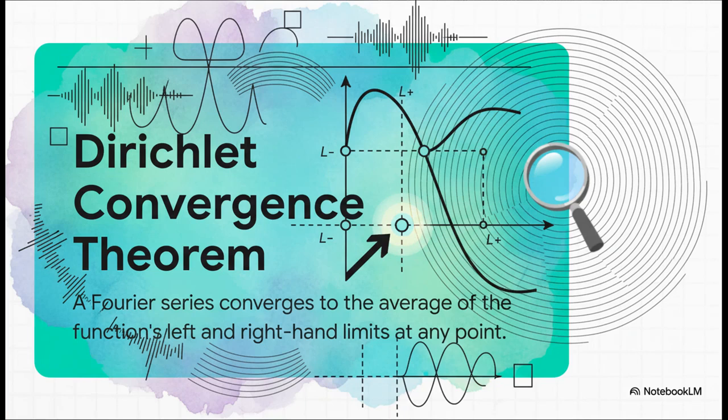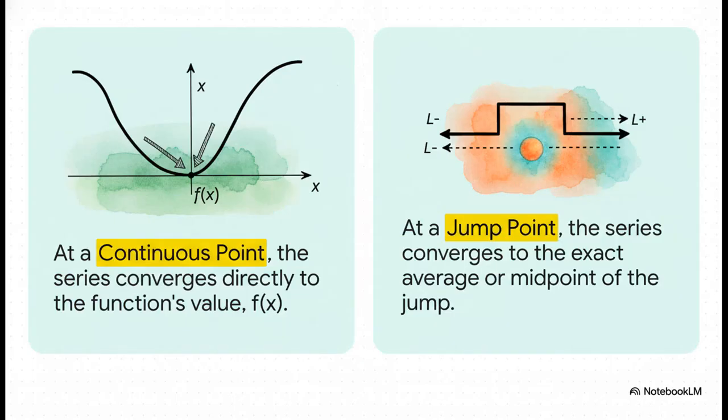The theorem basically says that as long as your function is made up of a bunch of continuous pieces, no crazy infinite wiggles, then its Fourier series will always converge to the average of the limits from the left and the right. The key thing is that it looks at what's happening just before a point and just after it to make its decision. And this is where it gets really cool. At a continuous point, the limit from the left and the limit from the right are the same thing. They're just the function's value, f of x. So the average is, you guessed it, just f of x.